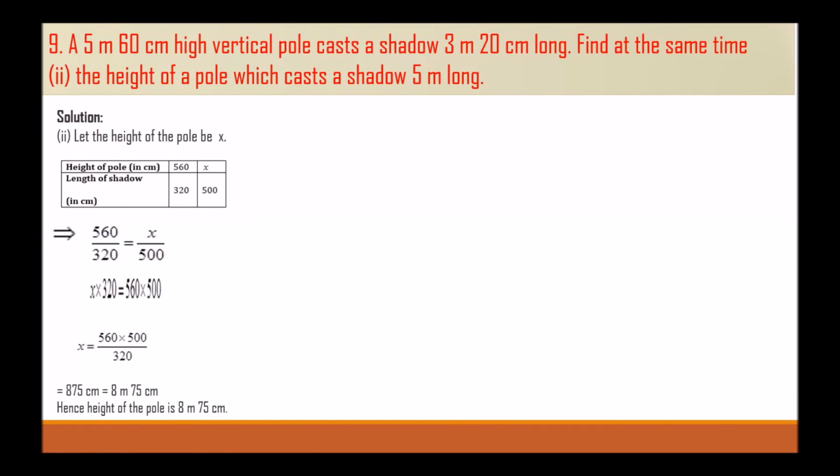Next, the height of a pole which casts a shadow 5 meter long. So height of the pole be x. So 560 upon 320 equals x upon 500. We will do the cross multiplication. So we will get x equals 875 centimeter. That is 8 meter 75 centimeter. So height of the pole is 8 meter 75 centimeter.